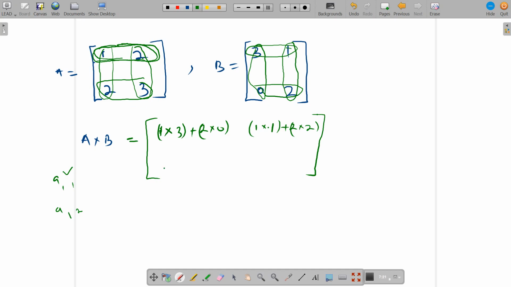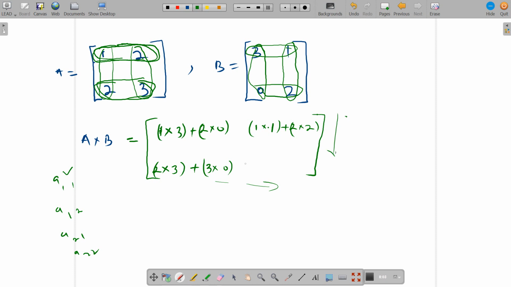It will be in the second row and the first column, meaning that you are going to consider the second row now to multiply the first column here. So it's going to be 2 times 3, plus 3 times 0. Now the last one here, so that's for A21. Now we are looking for A22, which is going to be the guy here because this is going to be the second row, second column.